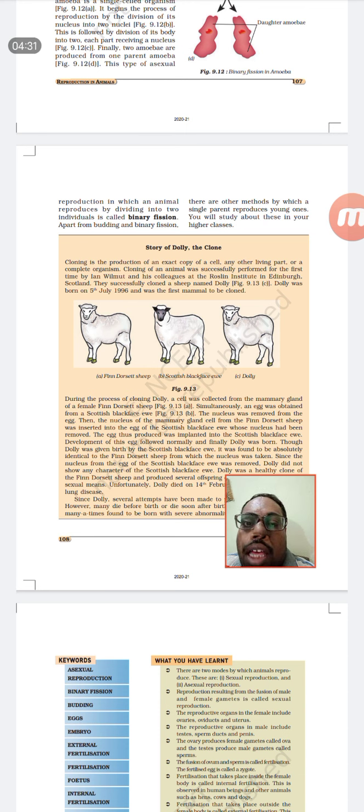There was no fusion of male and female, and fertilization was not there. That is why it is called a clone. A clone means an exact replica of a parent. Any organism that develops by asexual reproduction is also called a clone.